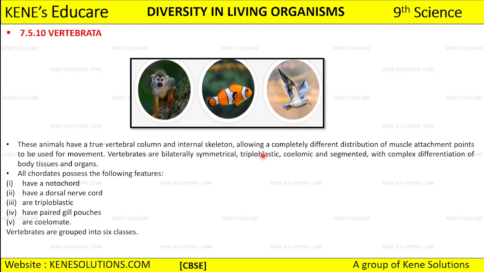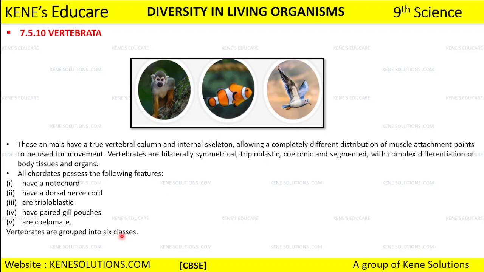They are going to have a notochord and a dorsal nerve cord. They are triploblastic, they have paired gill pouches and they are coelomate. Now these vertebrates are grouped into six classes. How many classes? Six classes.